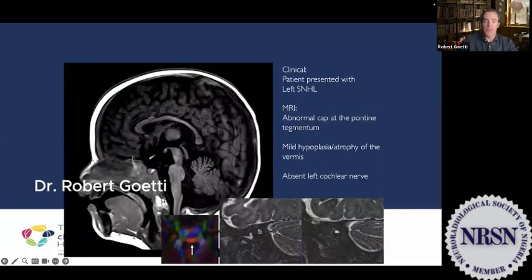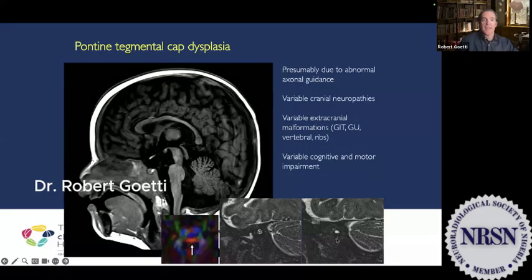Here we have the opposite abnormality of the brainstem. So here, instead of having a concavity, we have a posterior bulge. On the DTI, we can see that those are transverse fibers, which are at the posterior aspect of the pons rather than centrally. This patient presented with sensorineural hearing loss, which is not surprising because he actually didn't have a left cochlear nerve. So this is a case of pontine tegmental cap dysplasia.